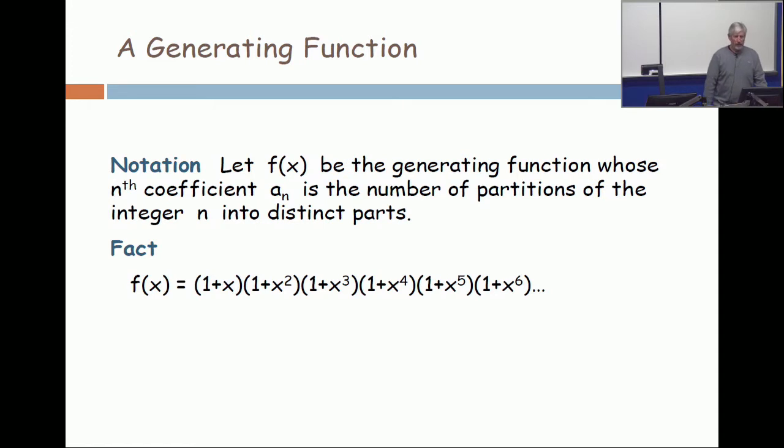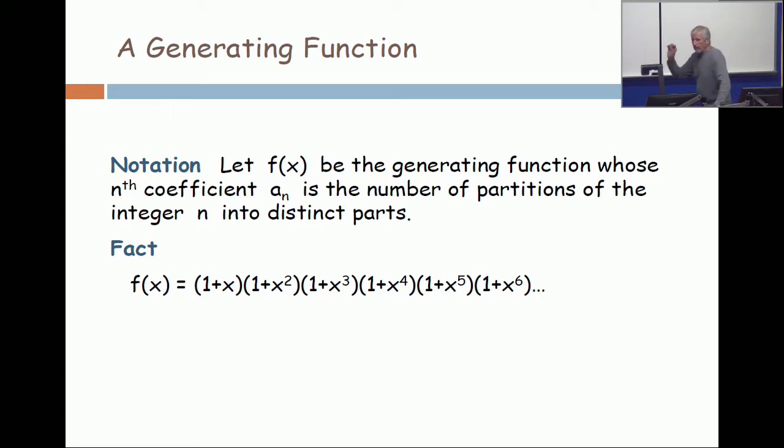Okay, now, we're going to do this again by generating functions. So I'm going to start with a generating function. F of x is a generating function whose nth coefficient a_n is the number of partitions of the integer n into distinct parts. Now, what does it mean to partition the integer 0? Just by convention, I'm going to call that 1. It just makes the analysis of the functions easier. All right, so here is the generating function.